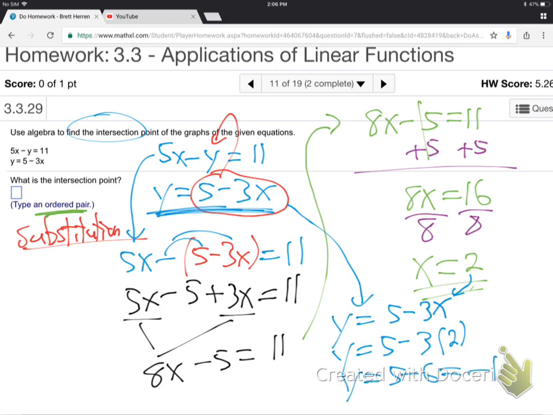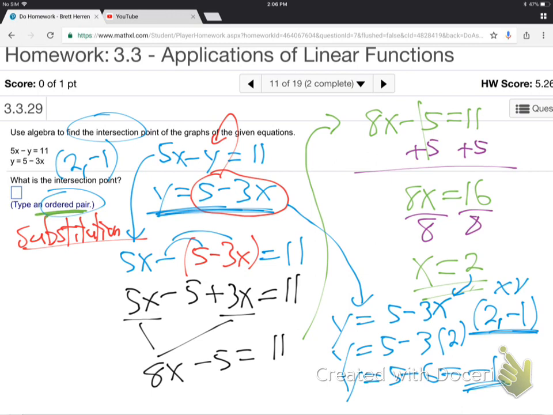Five minus 6, negative 1. So y is negative 1. So what's the answer to the question then? It is 2, negative 1. Ordered pair means parentheses, x comma y. Parentheses like that. Whenever they say ordered pair, they mean two numbers with a comma and the parentheses. X comma y. That's the intersection.